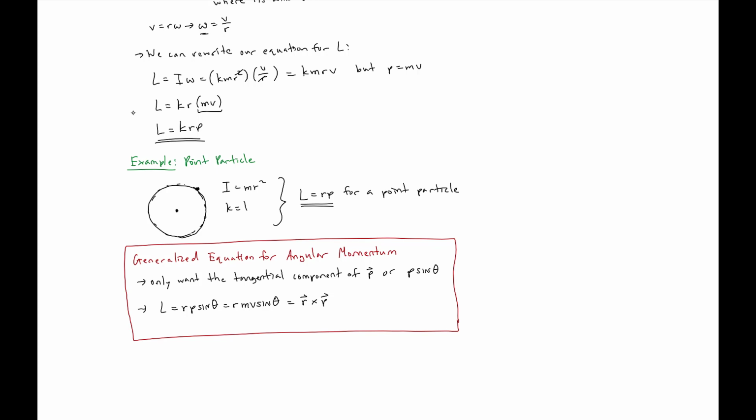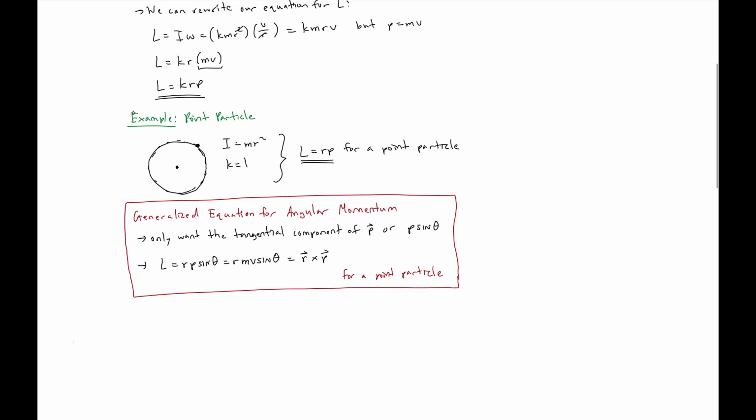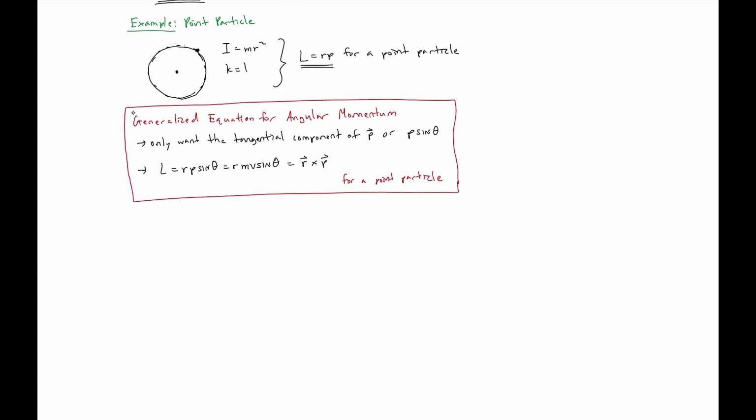So now we have a generalized equation for angular momentum, and it's very important to know that this is for a point particle, because we've used L equals rp. So just to recap, this equation only works for a point particle going around in a circle. Remember, the moment of inertia equation will change for different shapes, so be careful when you apply this equation to a uniform disk, like throwing a frisbee, because you would need to use I equals 1/2 mr squared for a solid disk.